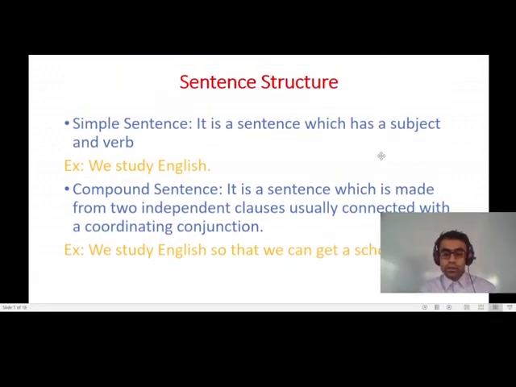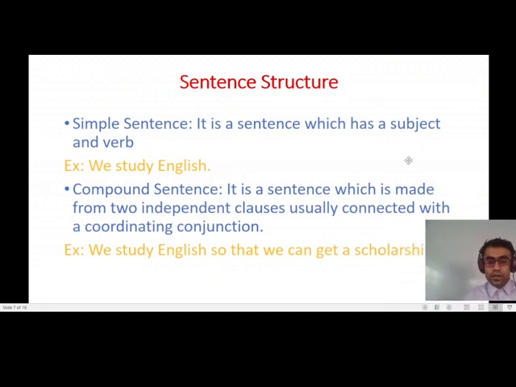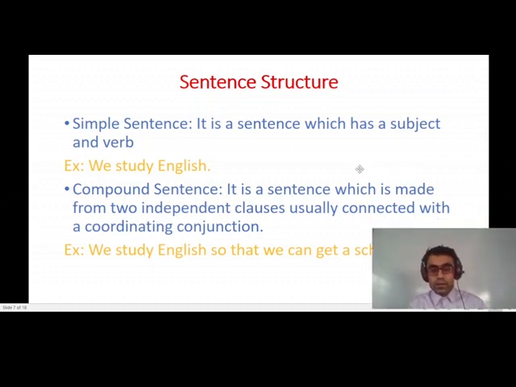So you can see we have two sentences here connected by a coordinating conjunction. For example, we study English. So this is one sentence. We study English so that we can get a scholarship. That we can get a scholarship, this is another sentence. So both of them are connected by the coordinating conjunction so. This is called a compound sentence.